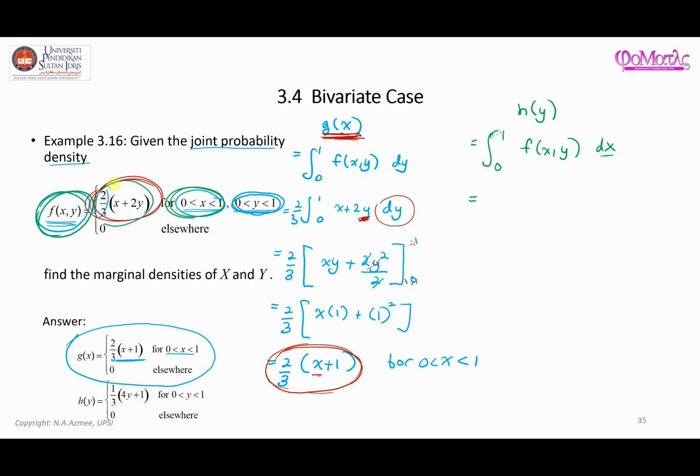Next, this is the joint probability density. You can see 2 over 3 is a constant, so I'm just going to take it out straight away right here, and I'm left with x plus 2y, and we're going to integrate that function with respect to x. If you integrate this, you will get x squared over 2. This one is considered a constant because there is nothing related to x right here. So the result of this is going to be 2yx, from 1 to 0.